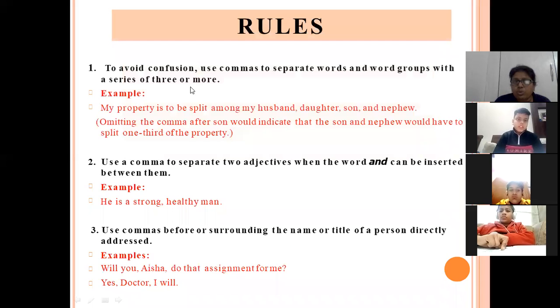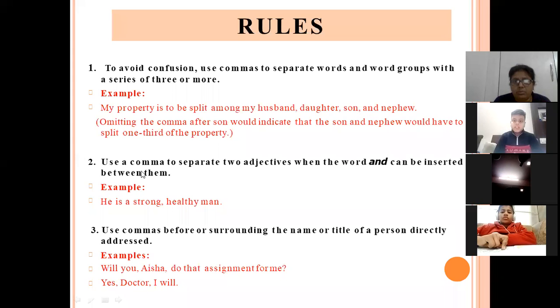First, to avoid confusion, use commas to separate words and word groups within a series of 3 or more. Suppose in a sentence there are 3-4 words which are creating confusion, we can just separate them by using commas, right? Like my property is to be split among my husband, daughter, son, and nephew. Now, omitting the comma after son would indicate that the son and nephew have to split 1/3 of the property. So, it is compulsory to put a comma and then write and here.